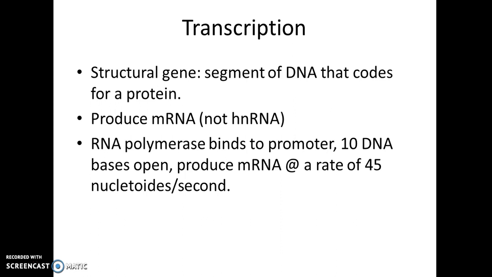Now in prokaryotes, remember that in protein synthesis, hnRNA is not produced. Instead, mRNA is produced right away. So there are no introns in prokaryotes. RNA polymerase binds to the promoter, which opens about 10 bases at a time, and produces mRNA at a rate of about 45 nucleotides per second, which is really quick.